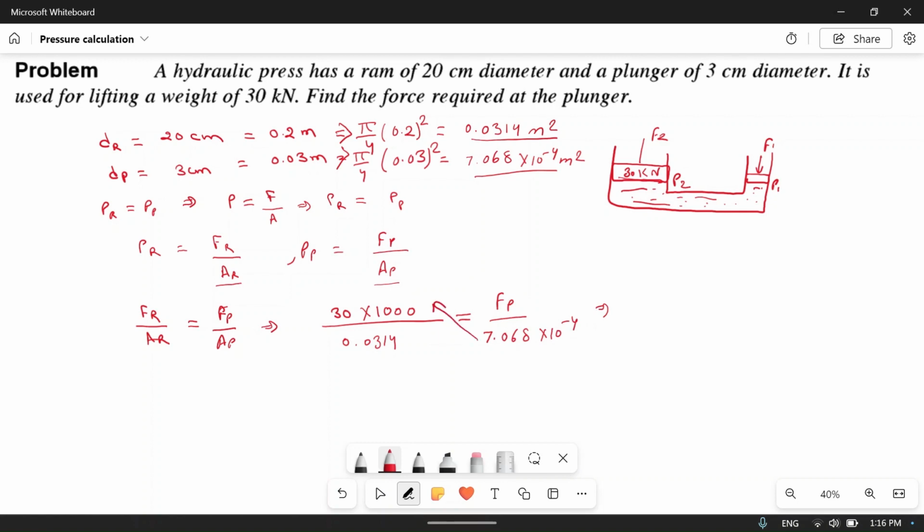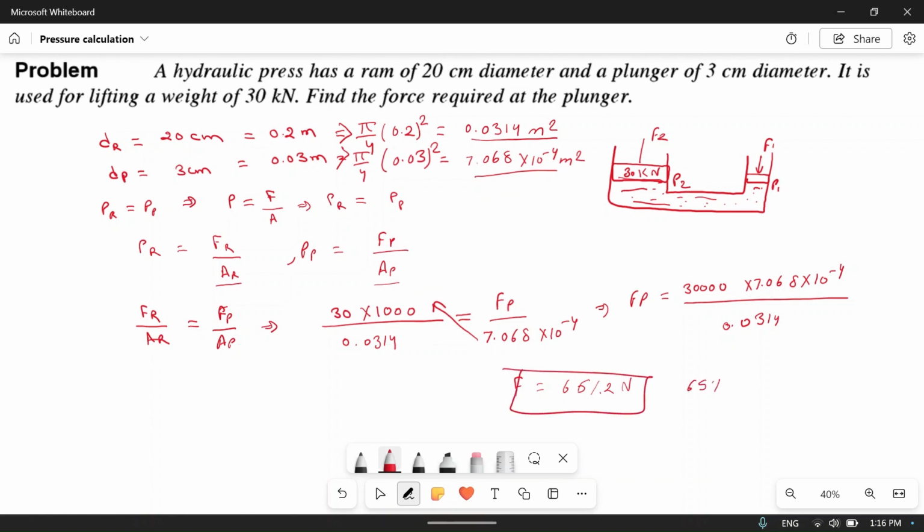So this will go to this side and be multiplied. Force at the plunger will be 30,000 into 7.068 into 10 to the power minus 4 divided by 0.0314. If you calculate this on your calculator, you will get the force at the plunger as 657.2 newton. So this force is required to lift the 30 kilonewton weight.